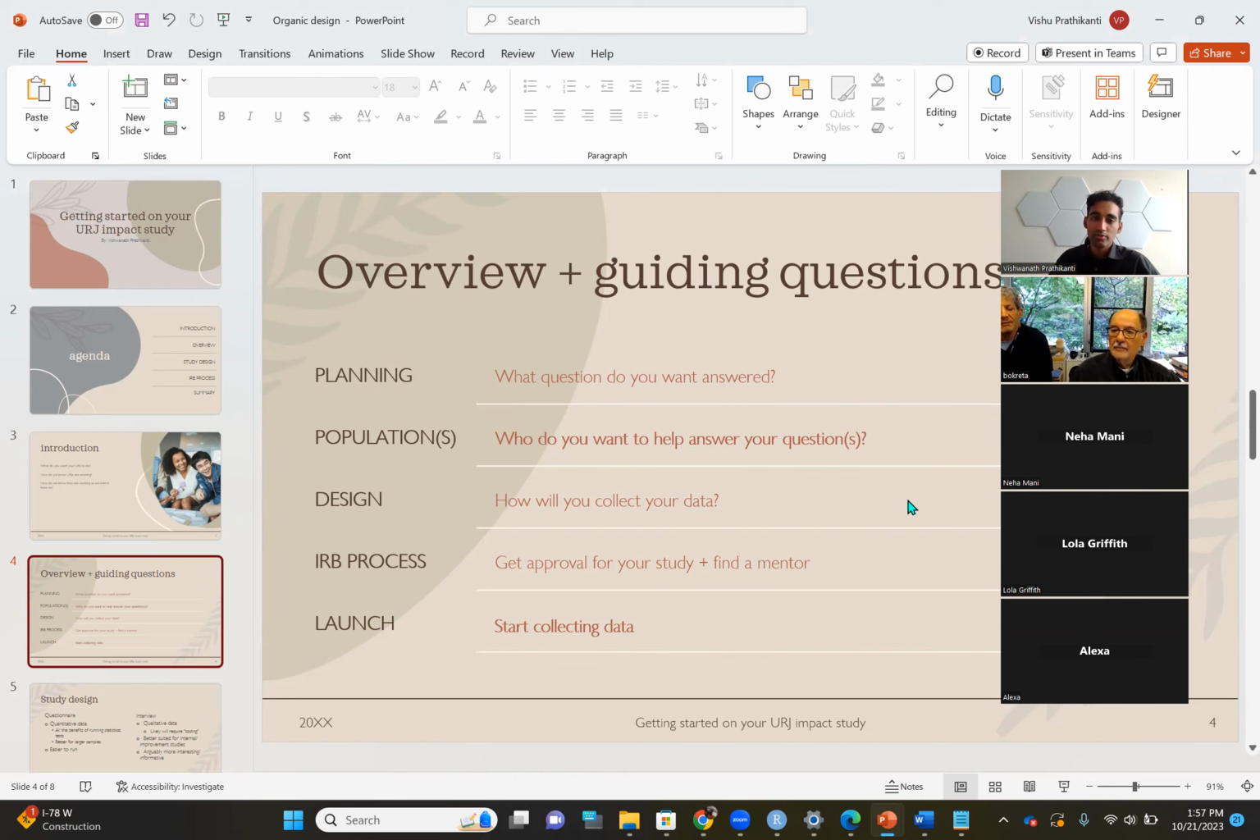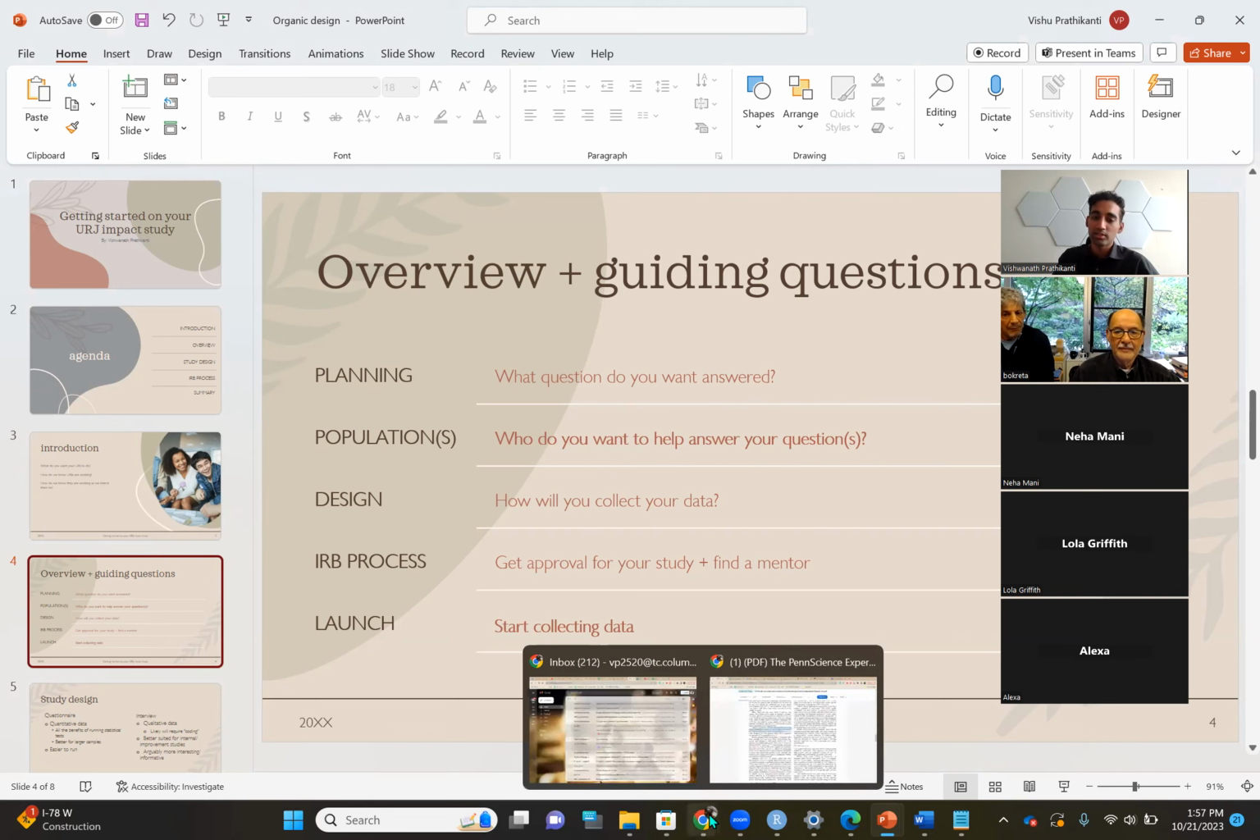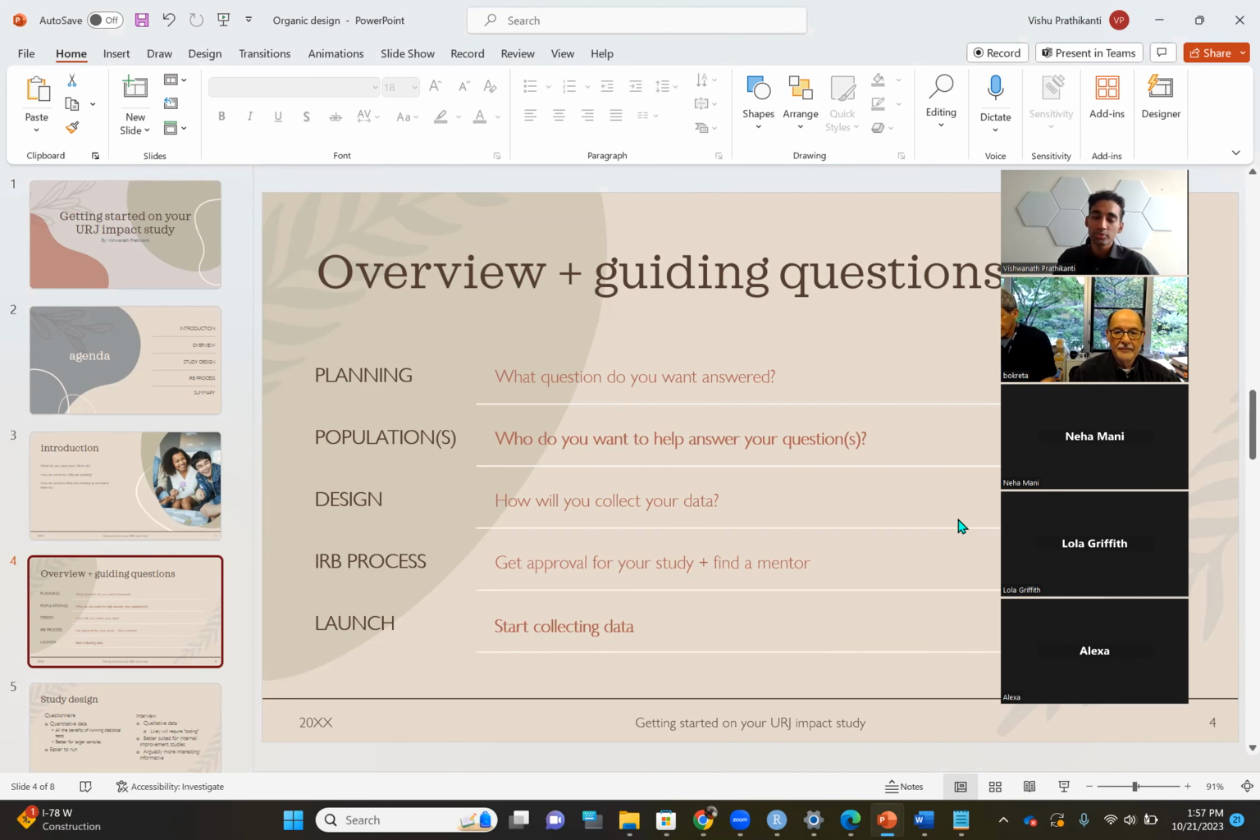Next is the research design, which is a huge question that can't really be solved in just a 45-minute workshop, but it's generally: how do you want to collect your data? The people at Penn Science collected it through a survey. In my own research study, I also collected it through a survey. But you could also do individual interviews or some other form of data collection.